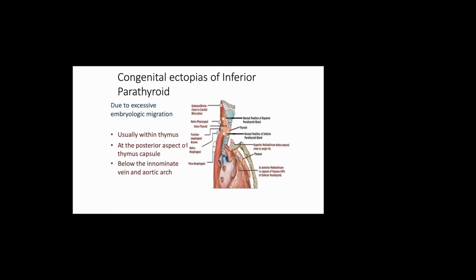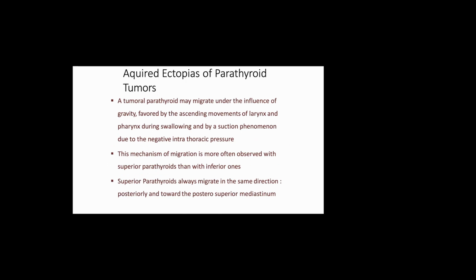That was because of lack of migration. Now due to excessive migration, congenital ectopias of inferior parathyroid could be in the thymus, because thymus extends from the lower aspect of the neck into the thorax, into the anterior mediastinum, at the posterior aspect of the thymic capsule, and below the innominate or innominate aortic arch. I'm going to be telling you in the coming slides further about this mediastinal location.